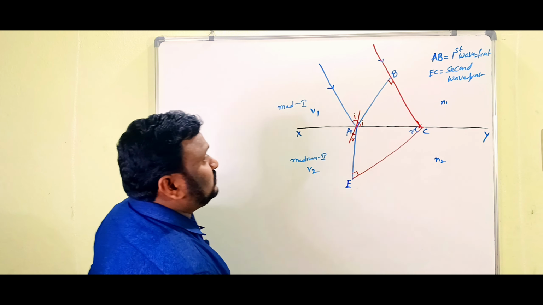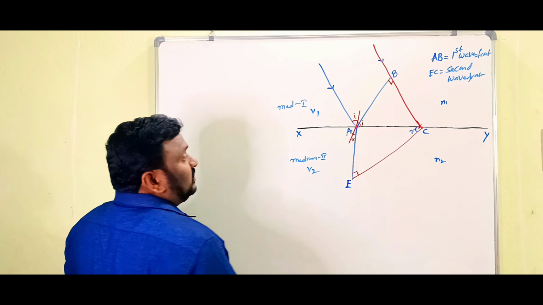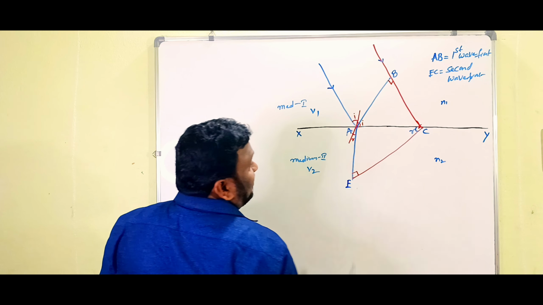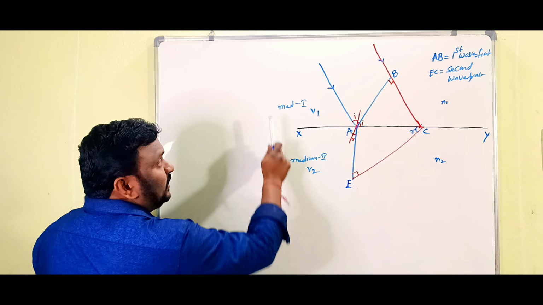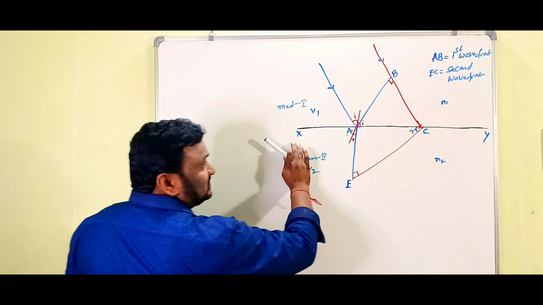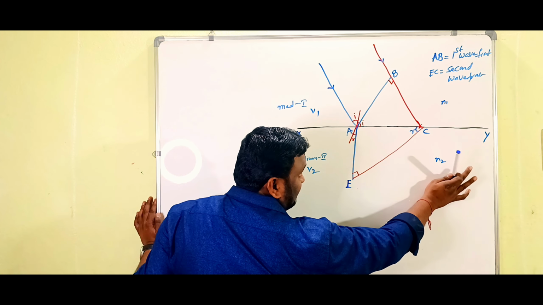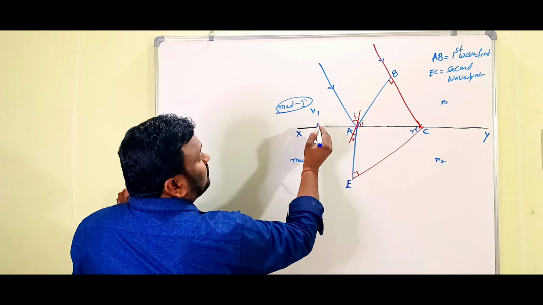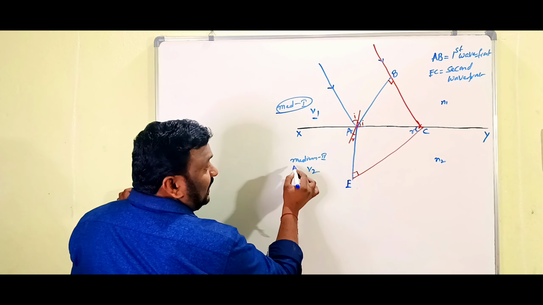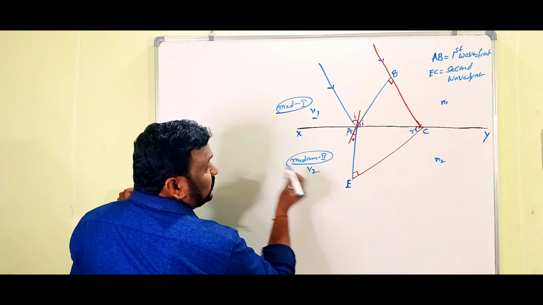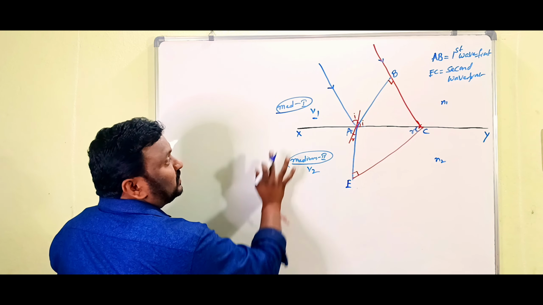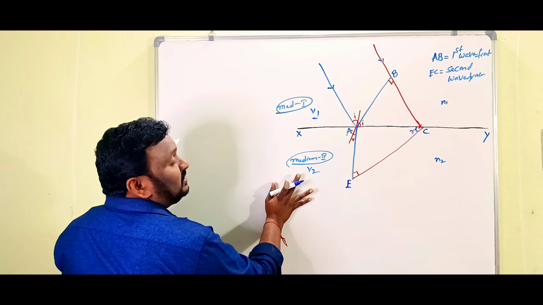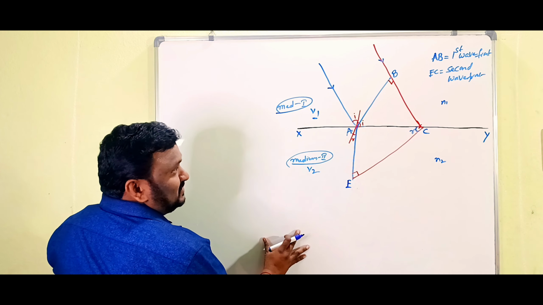In this diagram, xy is separating medium 1 and medium 2. This is nothing but the interface. Xy is what? Interface, and this is medium 1. In that medium, the velocity of light is v1, and in medium 2, the velocity of light is v2. Due to change in velocities only, the refraction can take place.